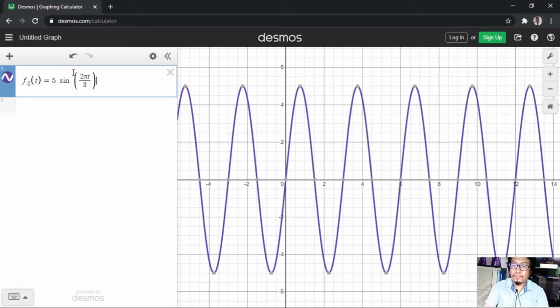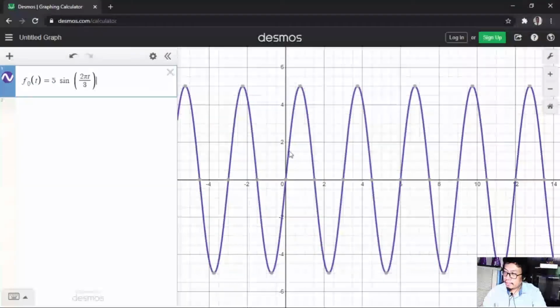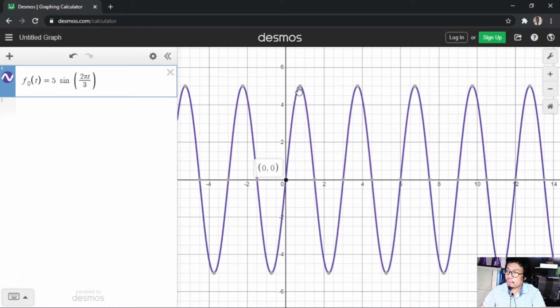As we inspect, by the way, I forgot to mention the 5 parameter. 5 here is the amplitude. It tells us how high the variation is from y equals 0. In this case, that variation is measured from here to here. How much does it vary? This is 0 and then this is 5. So it varies from 0 to 5, and that is the amplitude of your signal.